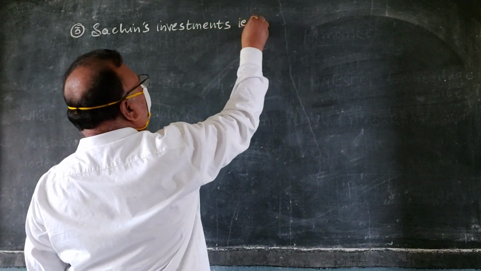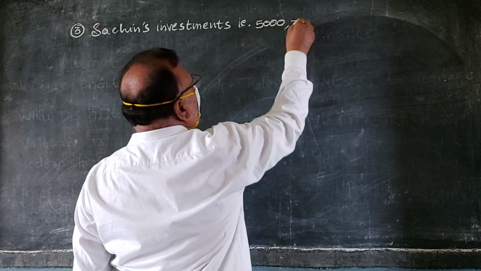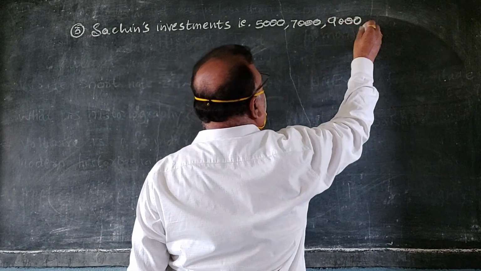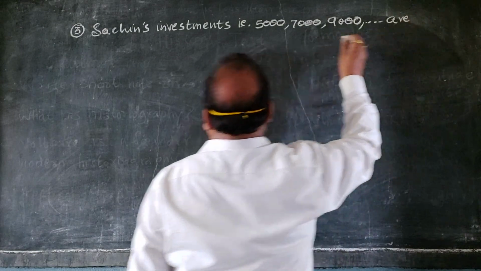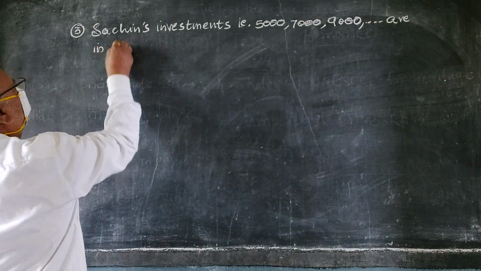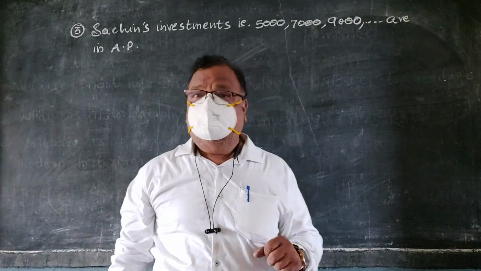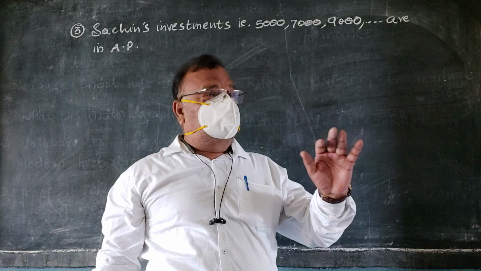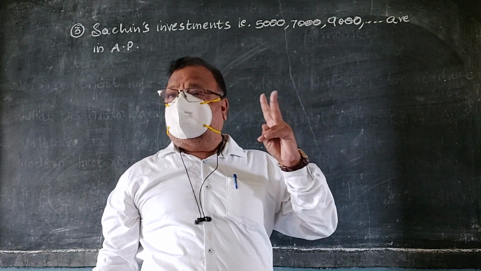That is 5,000, 7,000, 9,000 are in arithmetic progression. They are in arithmetic progression. Why are these investments in arithmetic progression? The difference between the two investments is the same.